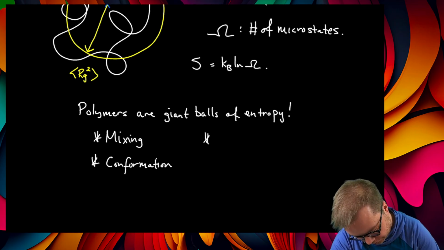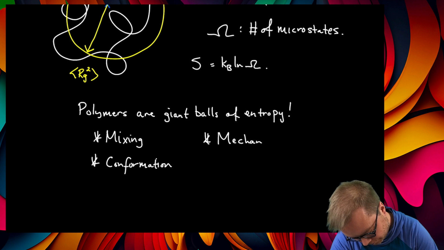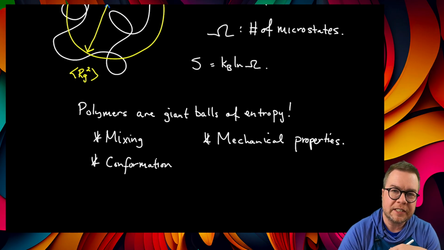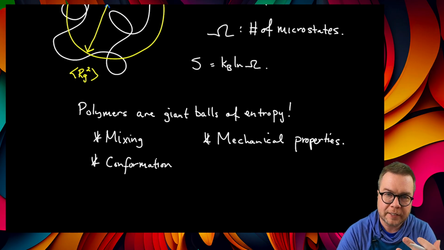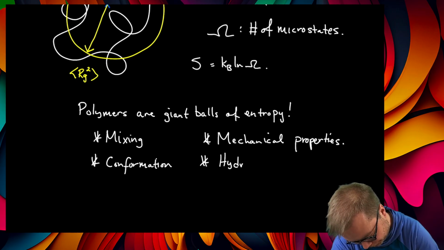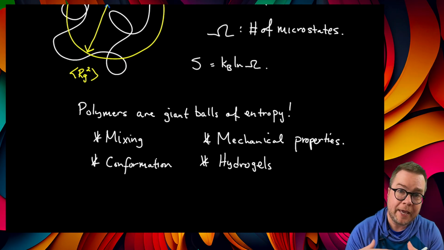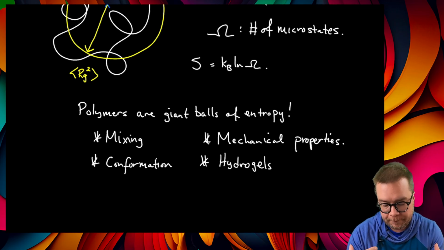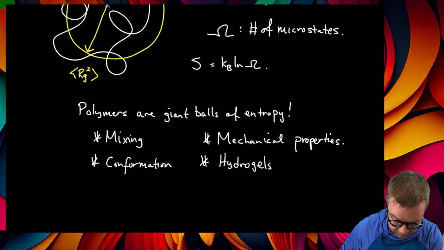It gives us a way to understand things like the mechanical properties, especially of polymer networks where the chains are cross-linked to each other. So think of things like rubber. And by extension, it allows us to understand the behavior of materials like hydrogels, among many others. So being able to quantify the entropy of a polymer chain or a collection of polymer chains is really important to understand their behaviors.